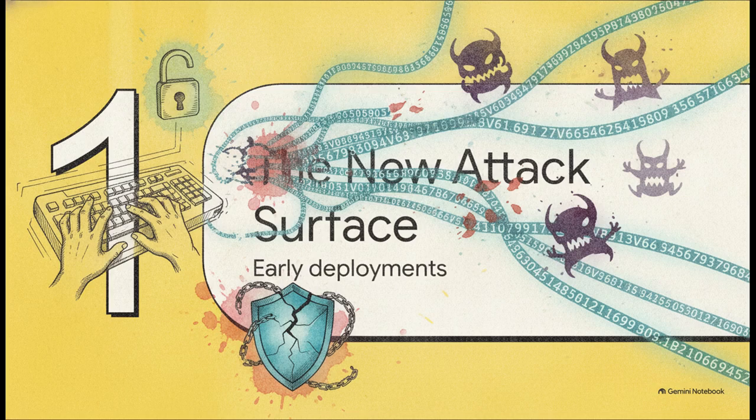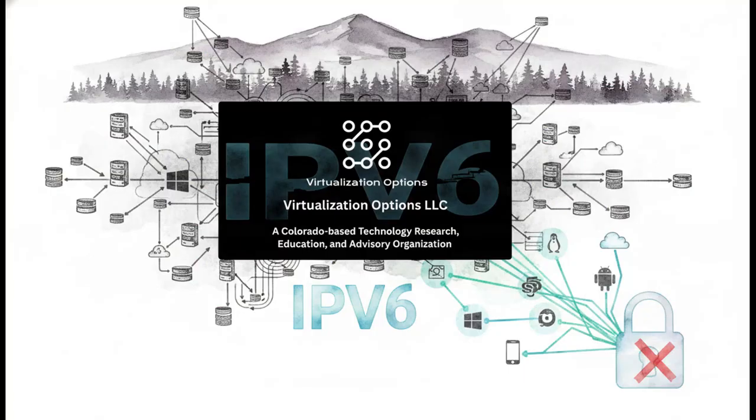The absolute most critical thing to keep in mind here is that early-phase IPv6 deployments have the lowest maturity when it comes to admin experience and tooling, which directly translates to the highest level of risk for your org. Now, as we look at the source for this explainer, Virtualization Options LLC, which is this phenomenal Colorado-based research and advisory group, they highlight something that might actually surprise a few of you.